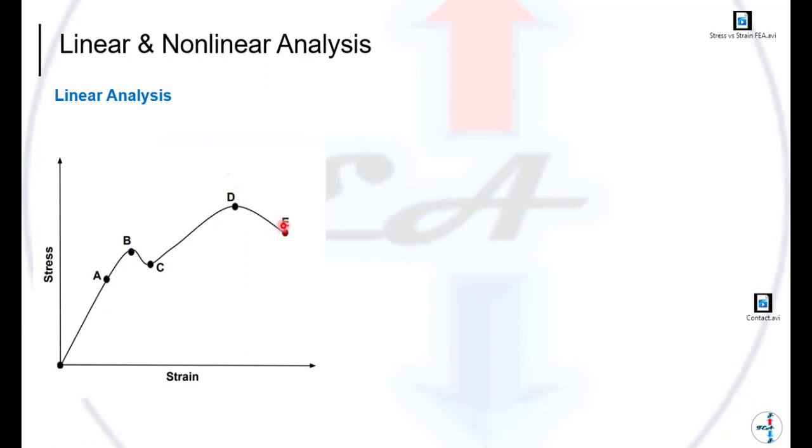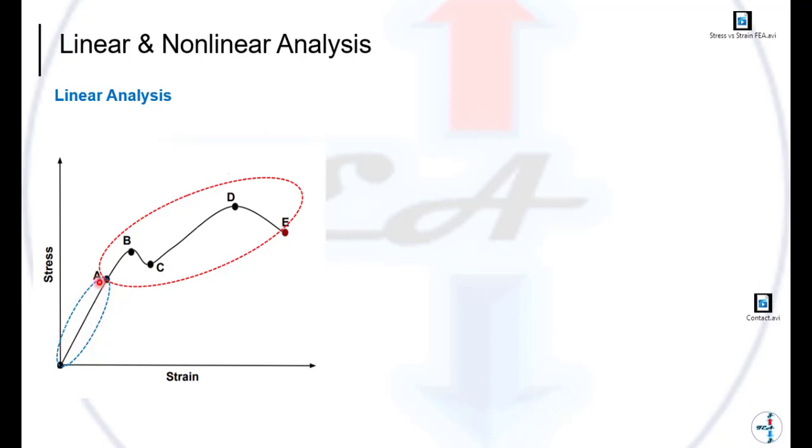So we can segregate this entire graph from 0 to E into two regions. First 0 to A, it is called elastic deformation zone, and A to E, it is called plastic deformation zone. So with this zone we can differentiate linear and non-linear analysis. In this zone 0 to A, the geometry will undergo elastic deformation, so that if we remove the applied load, it will regain its original position. So this is called elastic deformation zone.